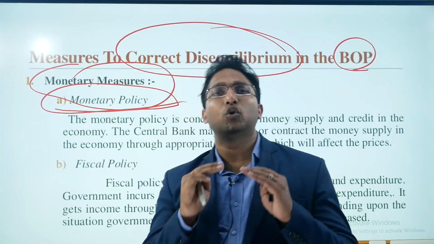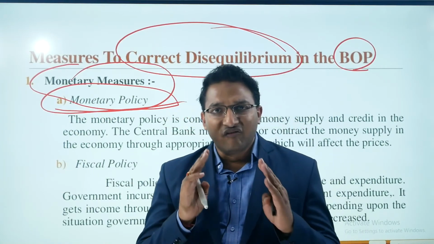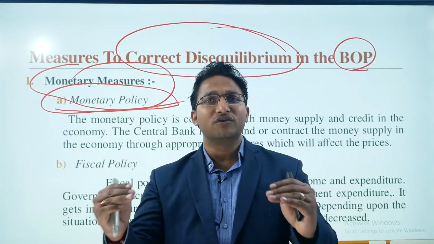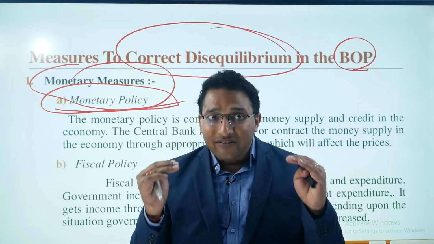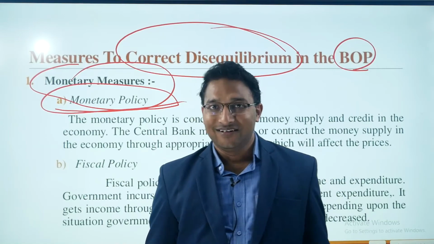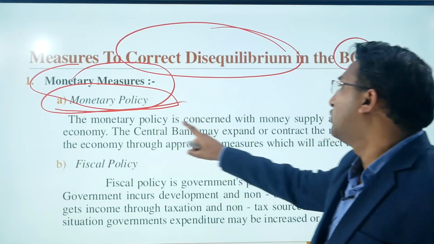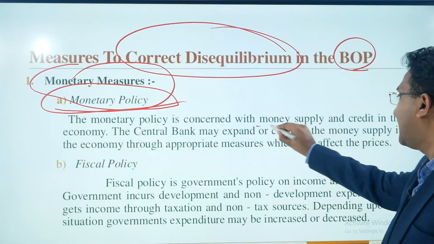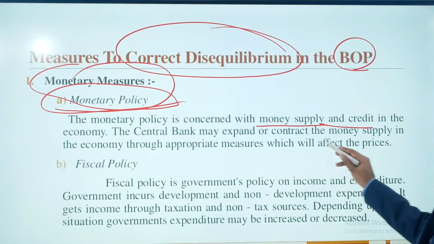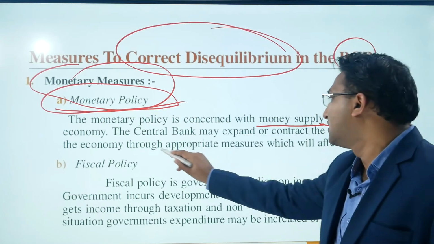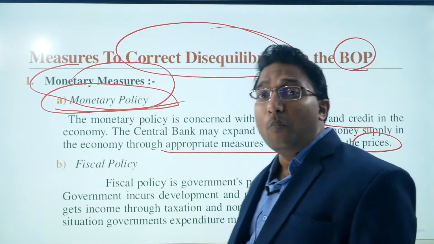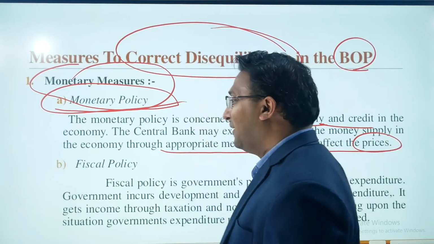So basically, if we want to increase the export, one way to increase the export is to reduce the prices of goods. How can the prices of goods be reduced? To decrease the prices, we have to basically control the inflation level. The inflation level can be controlled by the RBI. Therefore, the monetary policy is concerned with money supply. The central bank may expand or contract the money supply in the economy through appropriate measures which will affect the prices. And if the prices are decreased, our exports become competitive and we can increase the export and the BOP can be controlled.